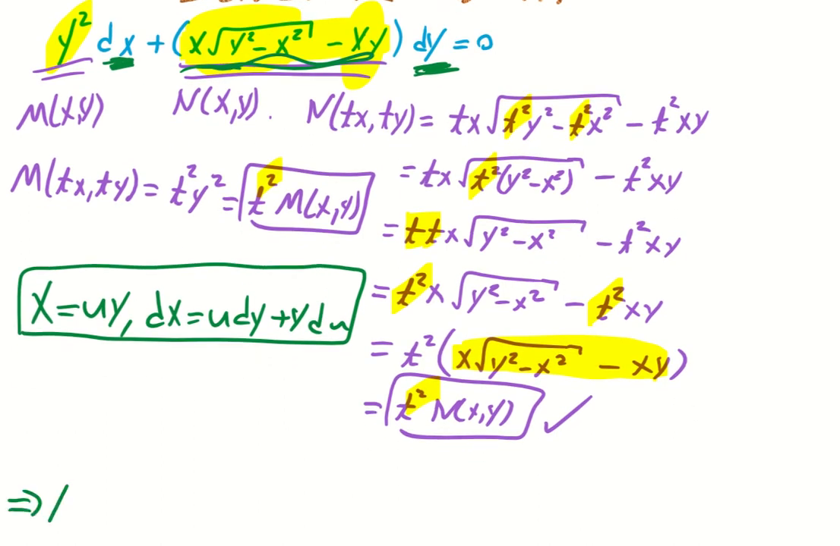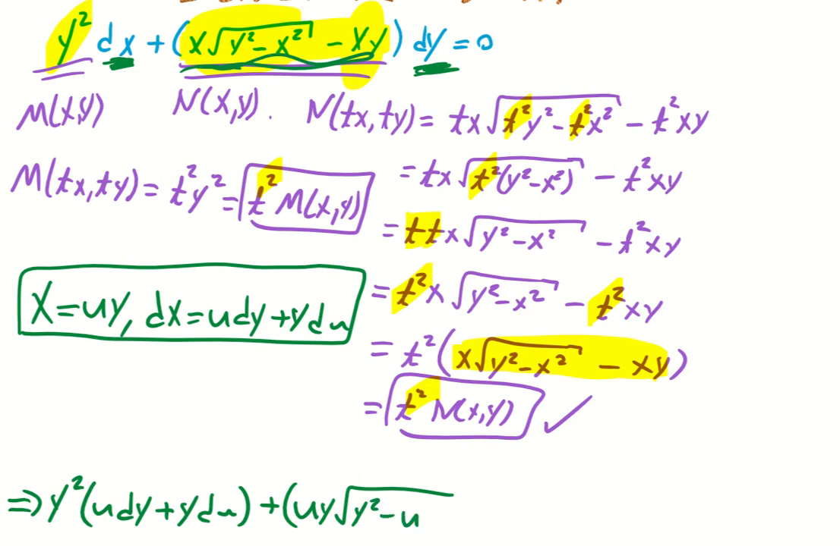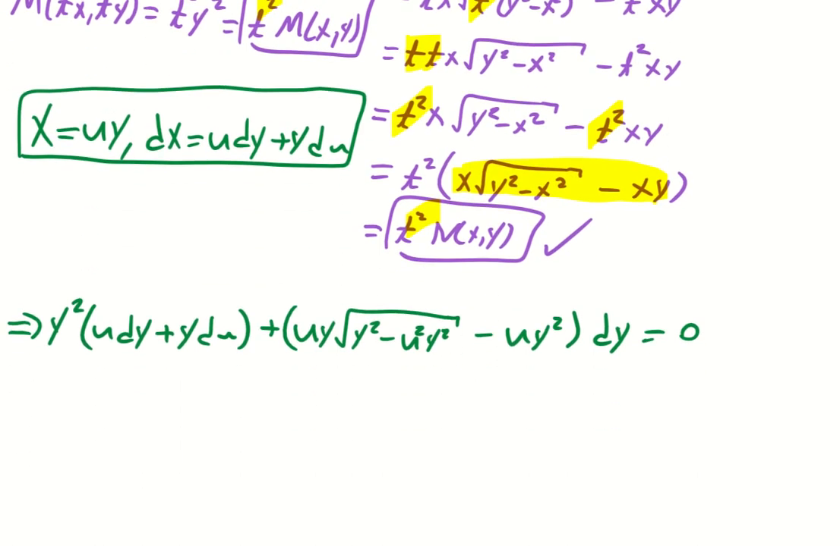We have y squared dx, which happens to be u dy plus y du. Then we have plus x, which is just u times y, times the square root of the quantity y squared minus x squared, which is just u squared times y squared. And then we have a minus xy, which is just, what? u times y squared, dy, and that all equals 0.